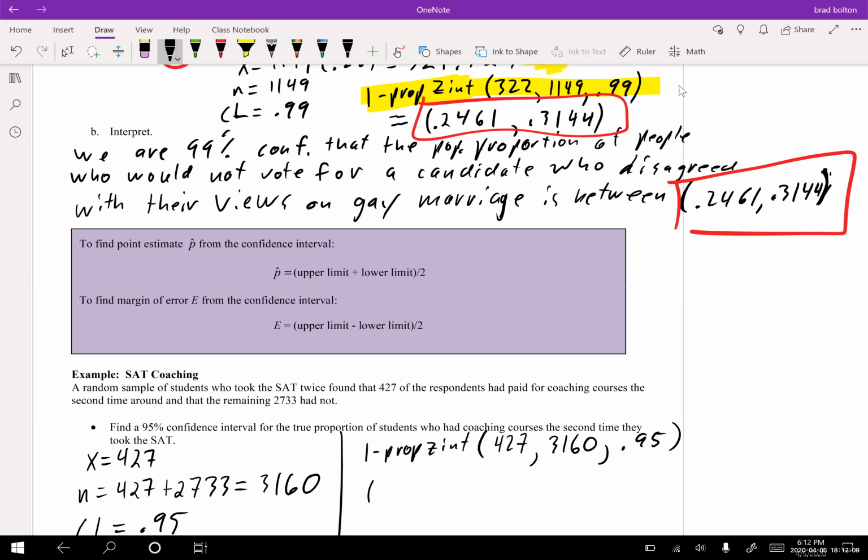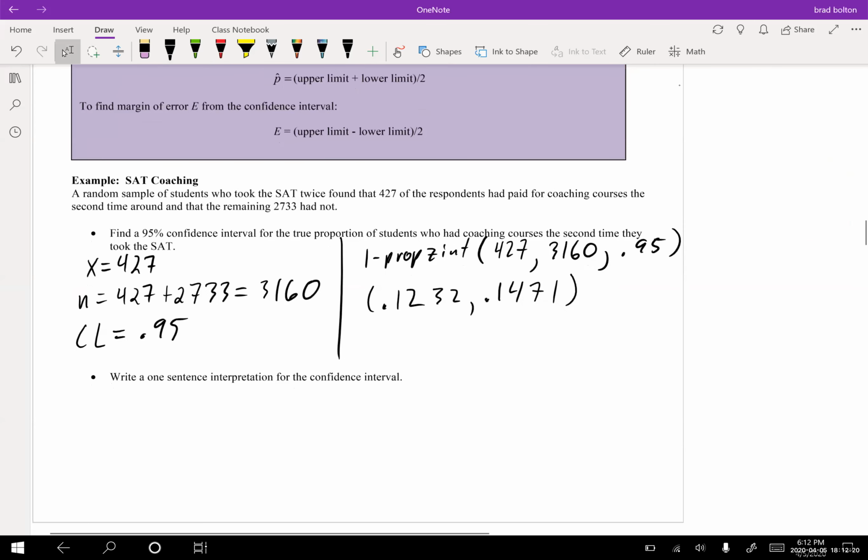I get 0.1232, comma, 0.1471. Okay. Now here's the thing, something that's important to understand is at this point, maybe you guys are kind of feeling like, I just feel like I'm hitting enter on the calculator. I don't know what I'm doing. Well, then we're going to have more practice going over it by hand.